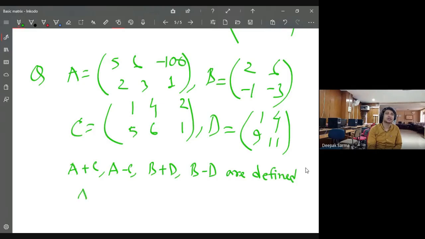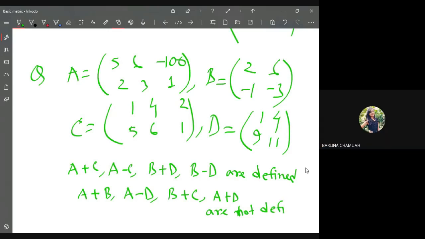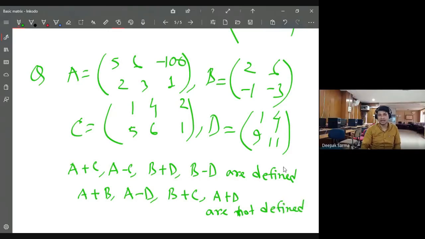But if I consider some other, like A plus B, or A minus B, or A plus D, A minus D, these are not defined. You cannot find them. You cannot add A with B. You cannot add A with D also. So only when they are of the same order, that's it. Whatever you are going to add, you have to check if they are of the same order or not. If they are of the same order, then you can add them.